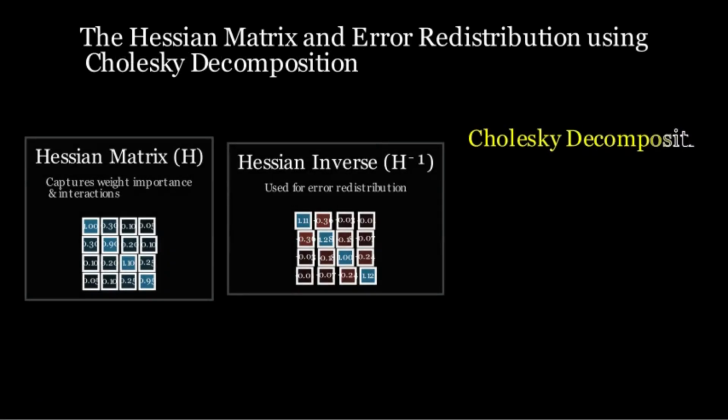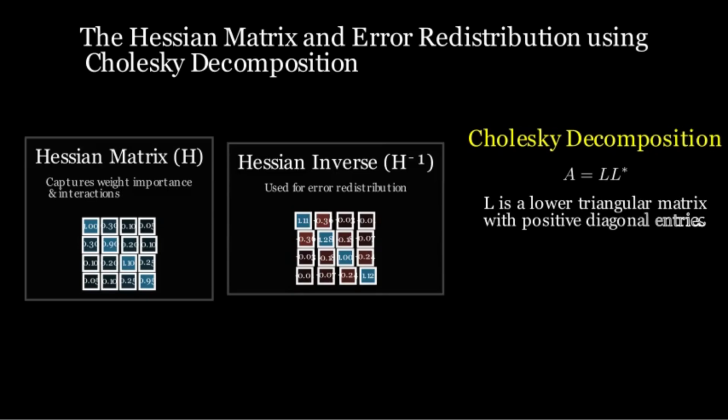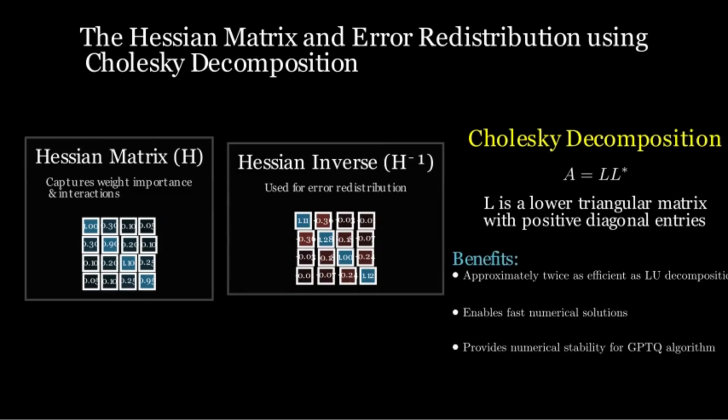To make computations more efficient, GPTQ uses the Cholesky decomposition. This is a fundamental technique in linear algebra where a Hermitian positive definite matrix, like the Hessian that we are calculating, is decomposed into the product of a lower triangular matrix L and its conjugate transpose. For a Hermitian positive definite matrix A, the Cholesky decomposition gives us A = L L*, where L is the lower triangular matrix with positive diagonal entries.